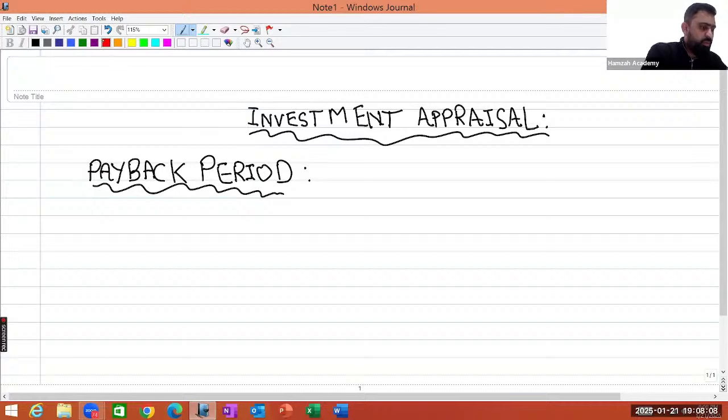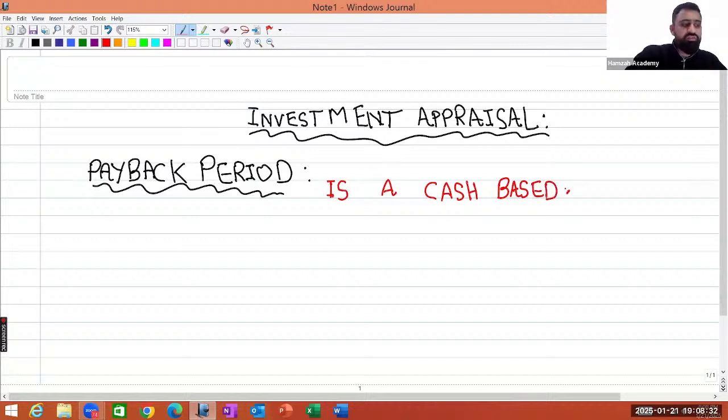A payback period, first of all, is a cash based method of investment appraisal. The accounting rate of return was not a cash based method. That was a profit based method. Payback period is a cash based method, first of all.